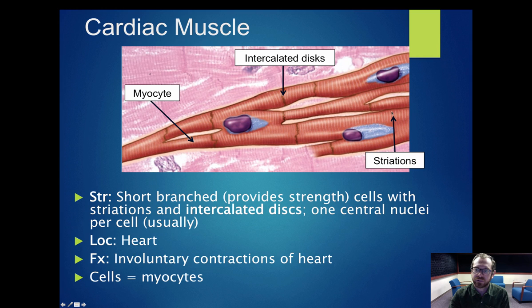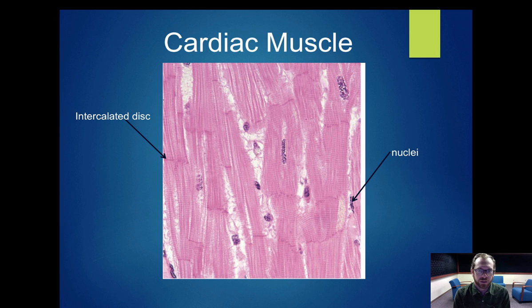Again, I told you that we do have striations here. Those are the Z lines that divide sarcomeres within the cells. But unlike skeletal muscle, cardiac muscle is involuntary. And here's an image of actual cardiac muscle tissue. We have our nuclei within our myocytes here, and these intercalated discs are represented here. They're pretty obvious. They're these dark lines here.